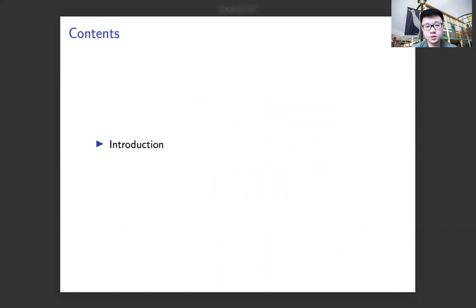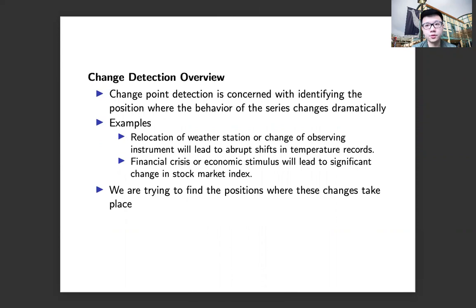So let's first talk about some background information about change point detection. Change point detection task is concerned with identifying the position where the behavior of the series changes dramatically. For example, relocation of weather station or change of observing instrument will lead to abrupt shifts in temperature records. And financial crisis or economic stimulus will lead to significant change in stock market index. So we're trying to find the positions where these changes take place.